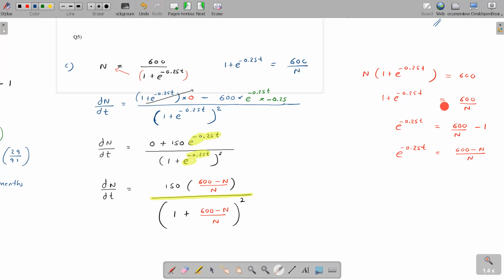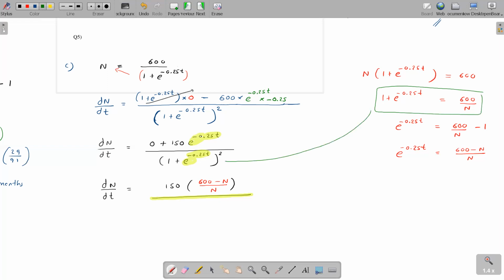Yeah, actually, we made it over here. So you are all suggesting I use that directly over here for the denominator, right? 1 plus e to the power minus 0.25 is 600 over n. I hope the others can see.